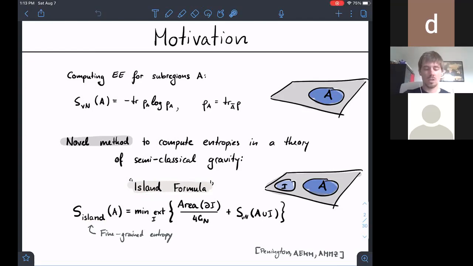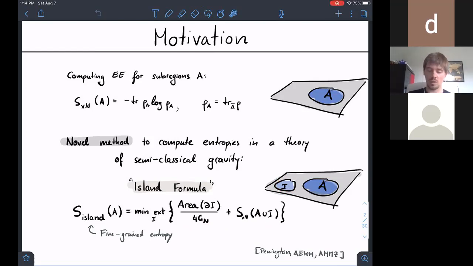The idea is you can define this new island entropy by doing the following. You fix some region A, again, but now instead of just computing the von Neumann entropy, you also consider all sorts of other regions, which I call I here. So this is an example of another region I could consider. Then you compute the von Neumann entropy of the quantum fields in A union I. But in order to consider this island, you need to pay a penalty, which is given by the area of the boundary of this island over 4G Newton. What you then do is you extremize over all shapes and all sorts of islands I you can choose.